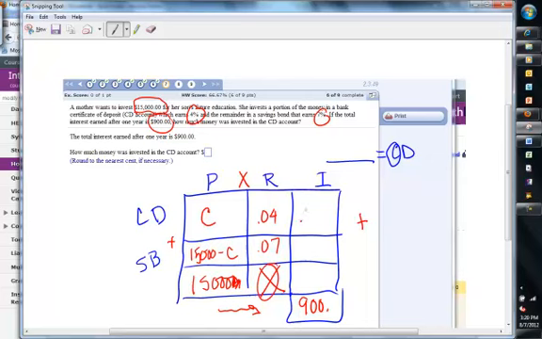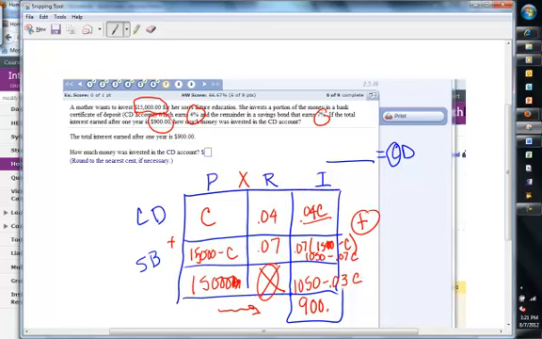This is 0.04C. This is 0.07 times 15,000 minus C. So if you add those two together, let's multiply that out. 0.07 times 15,000 is 1050 minus 0.07C. Now we're going to add those two together. So that'd be 1050, and then 0.04C minus 0.07C is minus 0.03C.